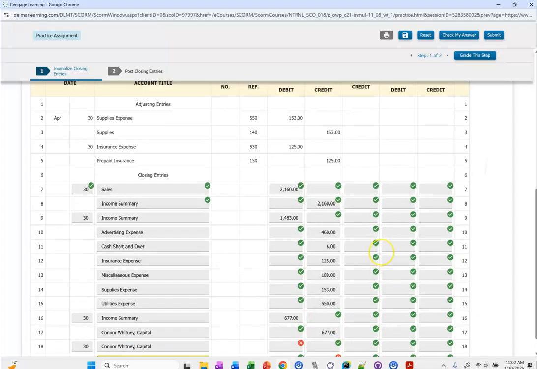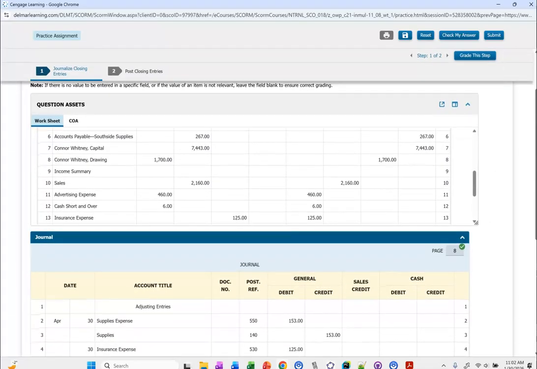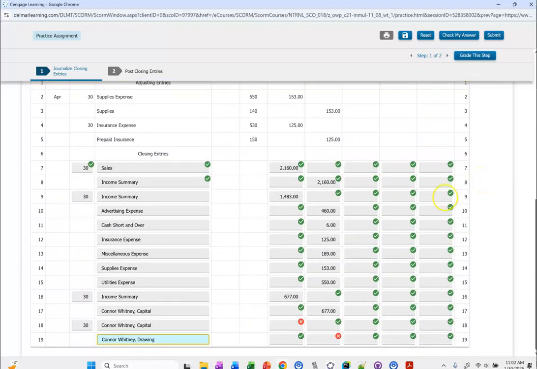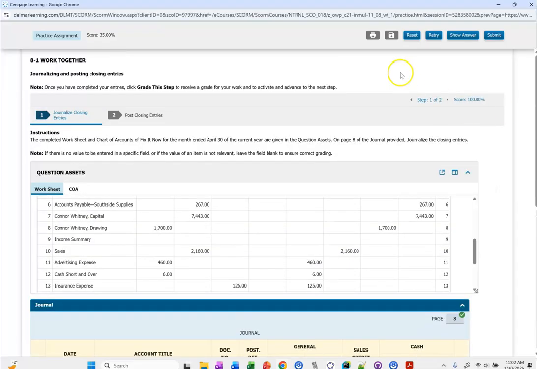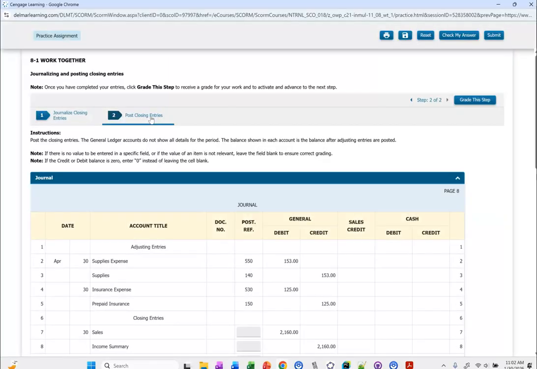So I go and look at what's in the drawing account up here, 1,700. That's going to get moved from the drawing to the capital. And that should do it. I grade my step, and I think that's the whole thing. So grade this step and move to the next piece.